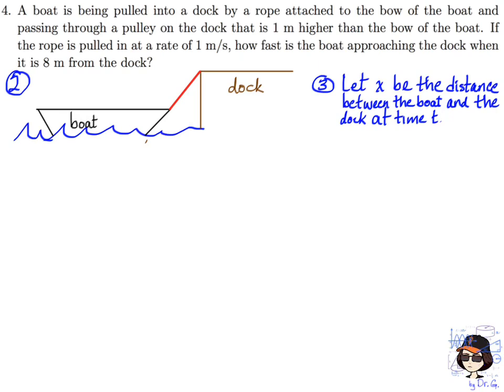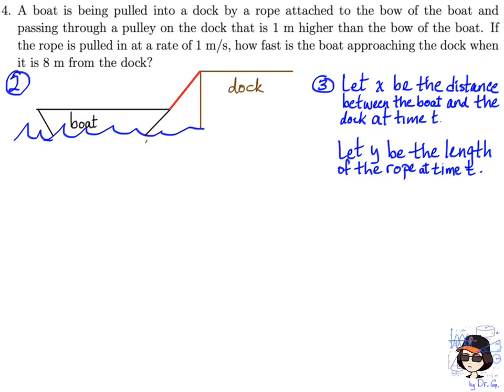Now, one of the other bits of information we're given is that the rope is being pulled in at a rate of 1 meter per second. So the rate of change of the length of rope between the boat and the dock is 1 meter per second. So we need a variable to represent the length of the rope. So let's let y be the length of the rope at time t.